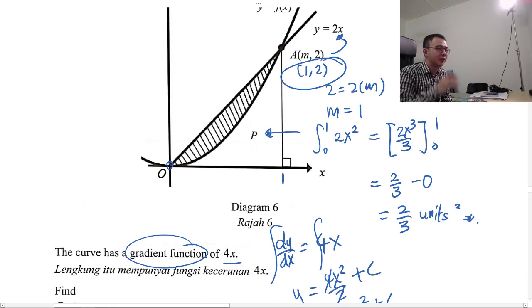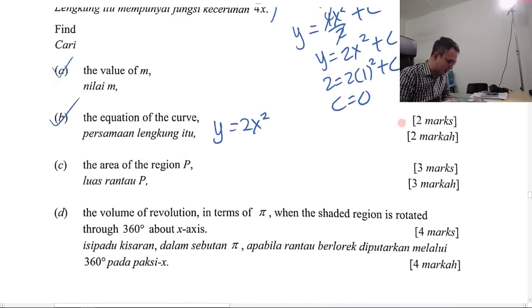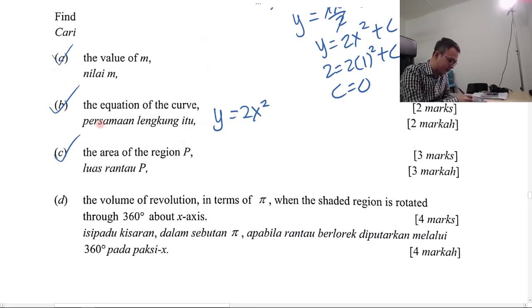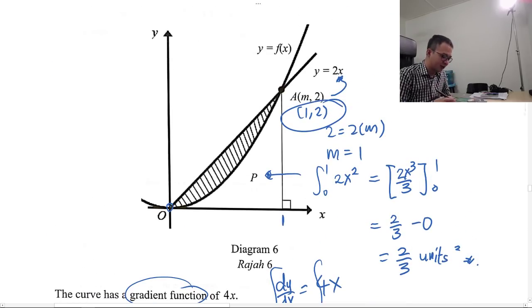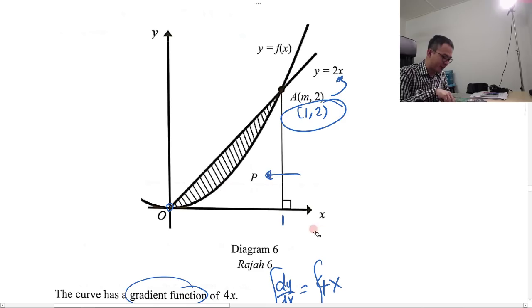Alright, so the next thing is they ask us to find the volume in terms of pi when the shaded region is rotated 360 degrees on the x-axis. Right now, in order to find the volume, let me just erase the area, I need some space here. If the shaded area is going to rotate 360 degrees on the x-axis, right?